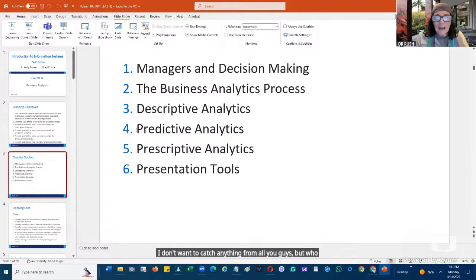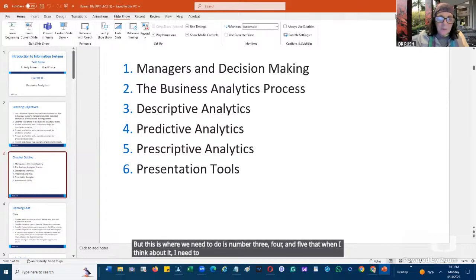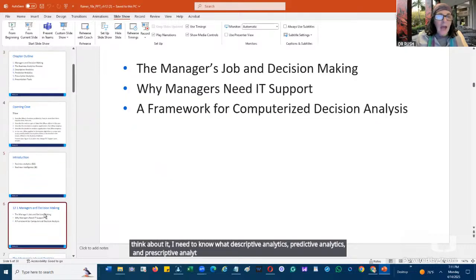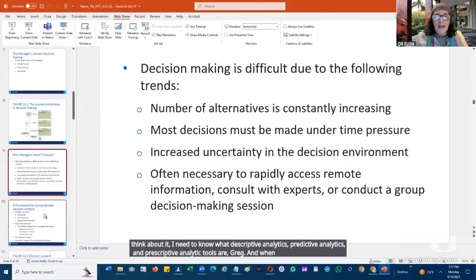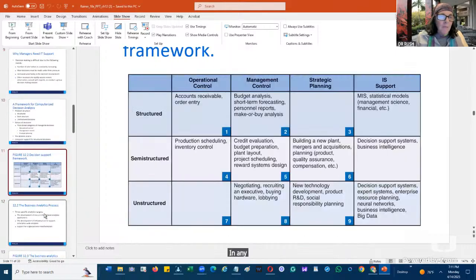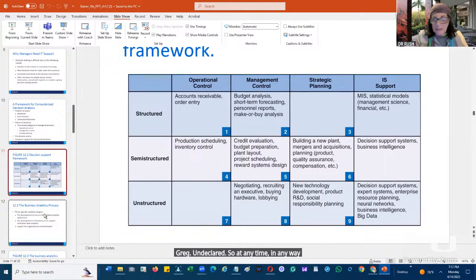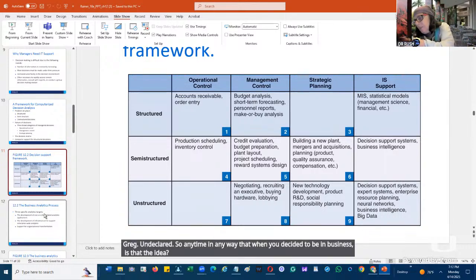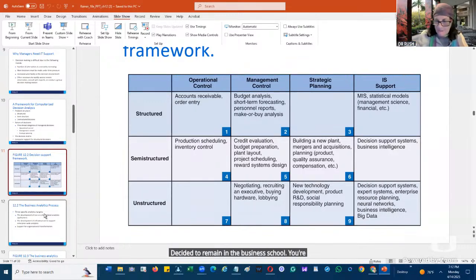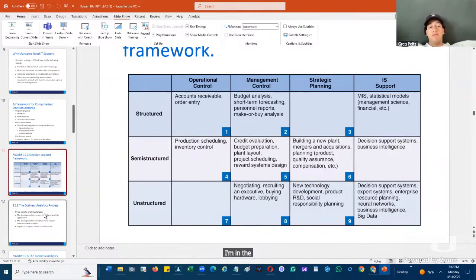But anyways, what we need to do is numbers 3, 4, and 5. I need to know what descriptive analytics, predictive analytics, and prescriptive analytics tools are, Greg. And when I think about it in any of these areas, what is your major then, Greg? I'm undeclared. Undeclared. So you decided to be in business, is that the idea? You decided to remain in the business school? You're not sure even of that. I'm in the business school. Okay, so you're in the business school to do business.